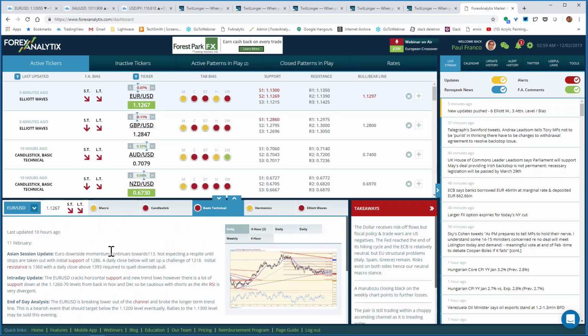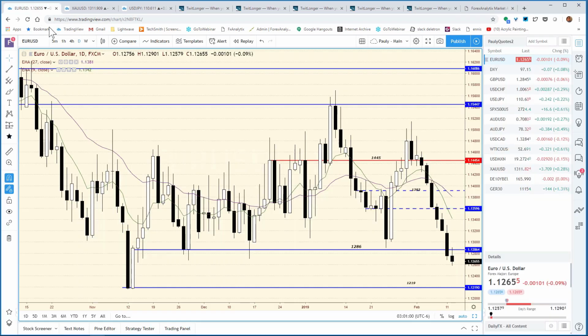The euro downside momentum continues towards 113, not expecting a respite until stops are taken out with initial support at 1286. A daily close below, that's at 1286, will set up a challenge of 1218. And that's what happened yesterday. We closed below this 1286. We eventually took out those stops. The market kind of meandered around that 1309, pulled up a little bit, but eventually took those stops out.